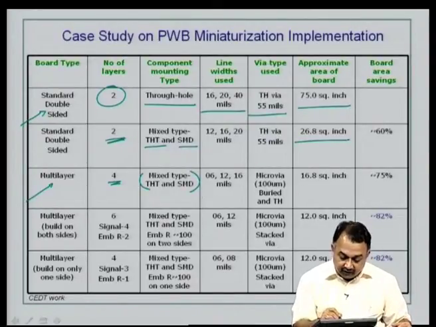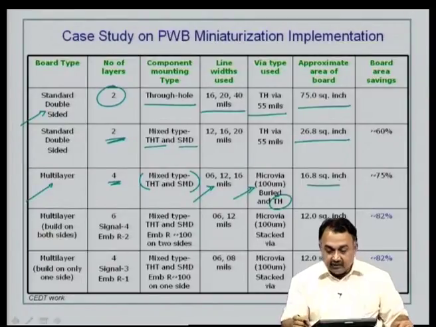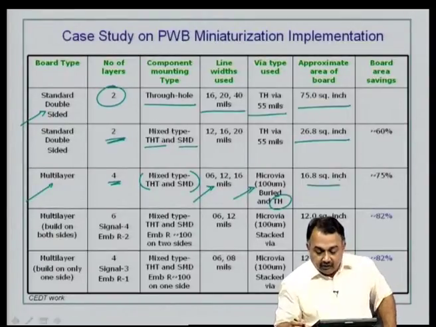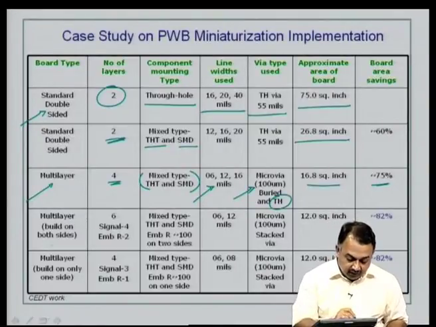Then you can see the reduction in the line widths, micro vias have been used, some through holes have been used, and then you can see the reduction in the total area of the board with the board area savings around 75%.